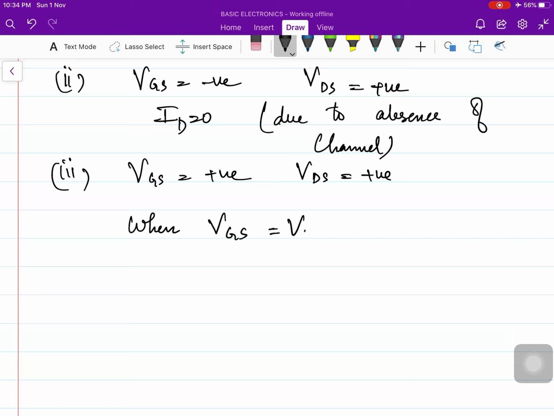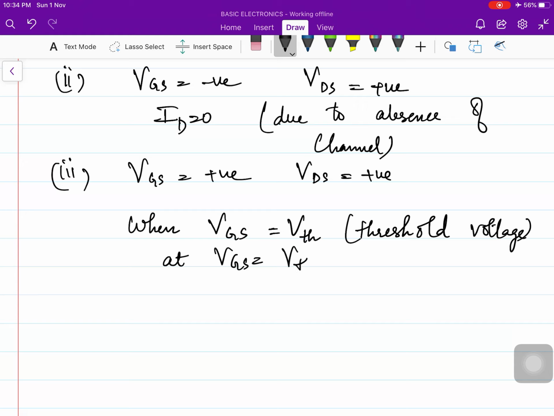So when VGS reaches a certain value which is called threshold voltage, then channel will be induced and current will start flowing. So at VGS equals VTH, ID starts flowing and it increases thereby. Alright, so this is what is about the operation of enhancement MOSFET.